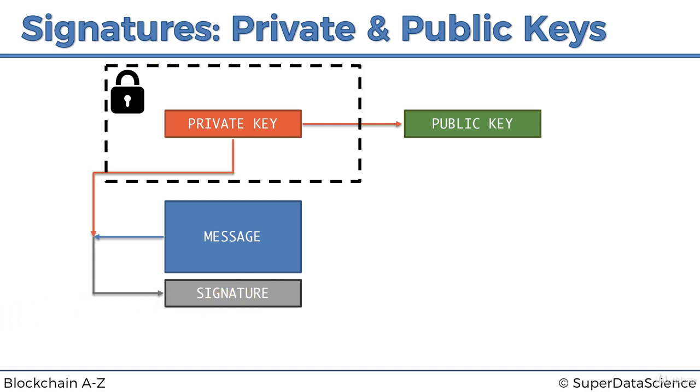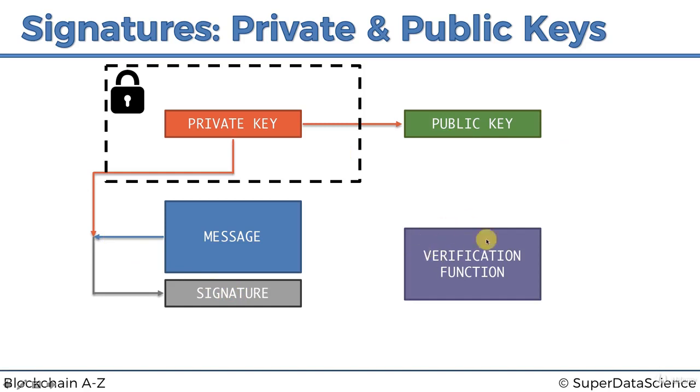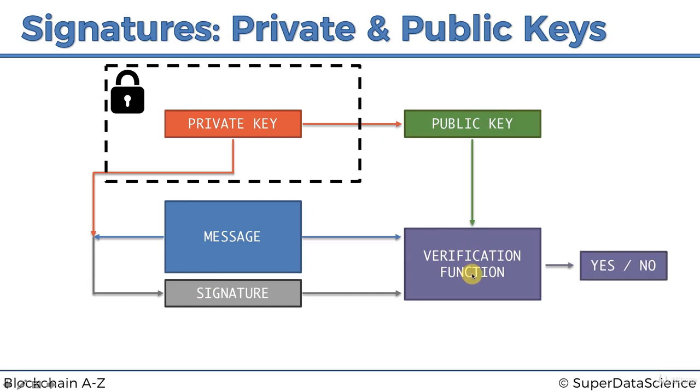The only question we have left now is, how can they verify that indeed it was you who made this signature? Well, that's where the public key comes in. In blockchains, there is a verification function in the algorithm where anybody who has the message, the signature, and your public key, which you've made public, it's not something you have to keep secret, only the private key you keep secret, can put all three components into the verification function, and it will spit out a yes or no.